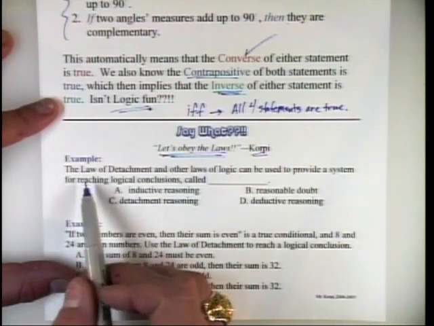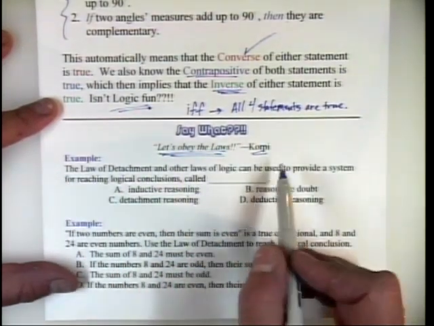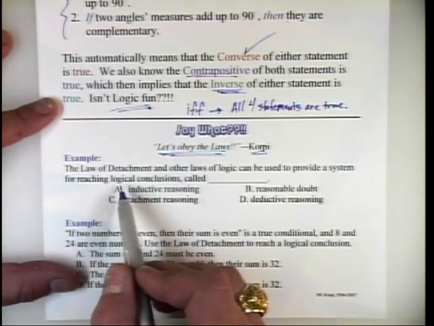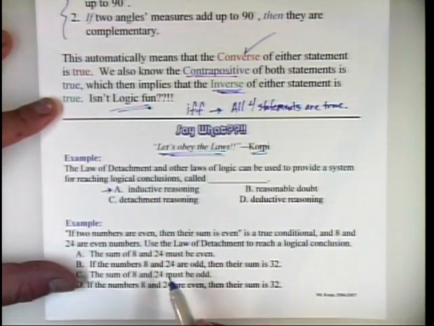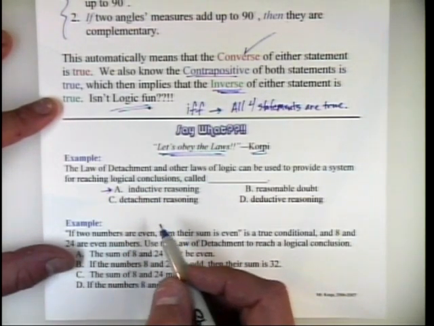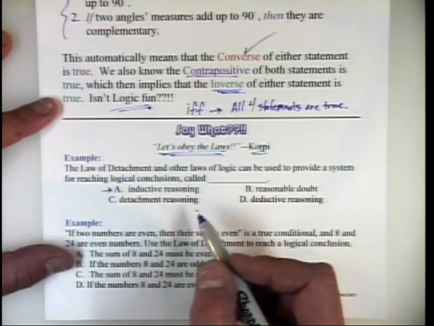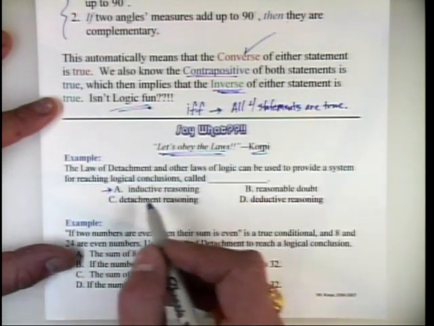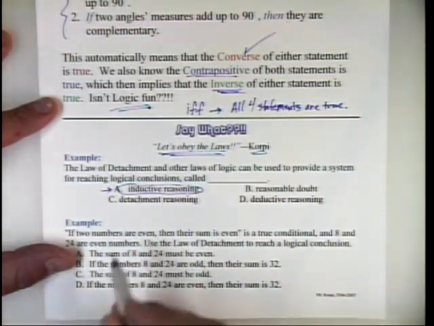The first example: the law of detachment and other laws of logic can be used to provide a system for reaching logical conclusions called, we've got inductive reasoning. No, that's kind of like a doctor diagnosing an ailment based upon your symptoms. He's kind of troubleshooting. His diagnosis could be wrong, okay? That's not a form of proof. That's going from specific to general.